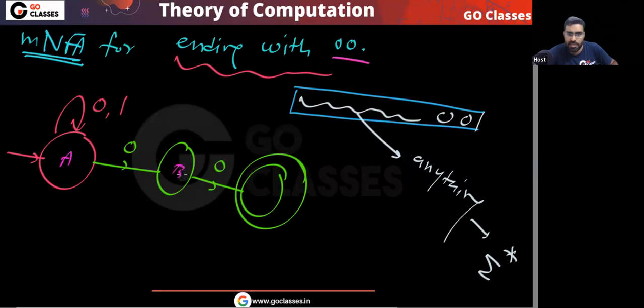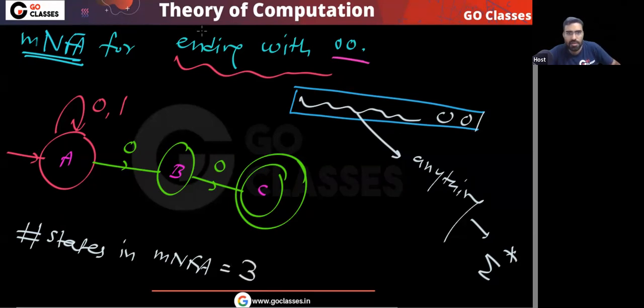State A, state B, state C. This is your NFA. So tell me, what is the number of states in the minimal NFA? The number of states will be 3. Is this point clear? Remember, minimal NFA is not unique.